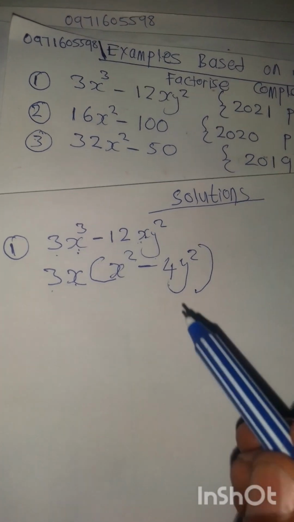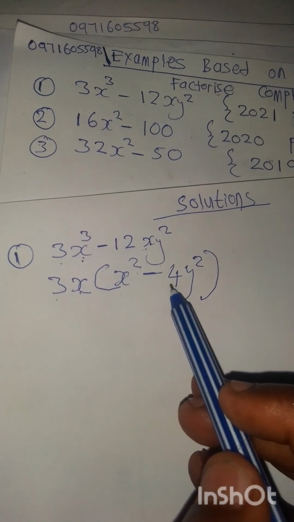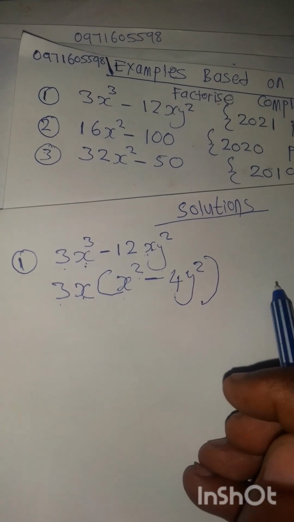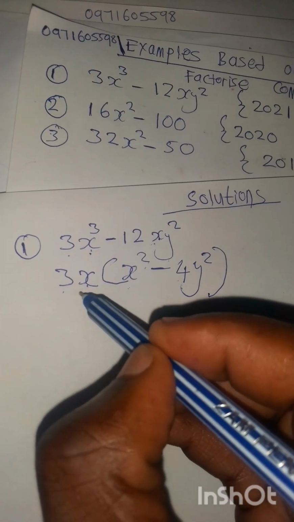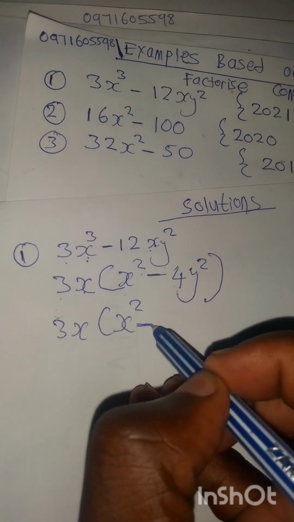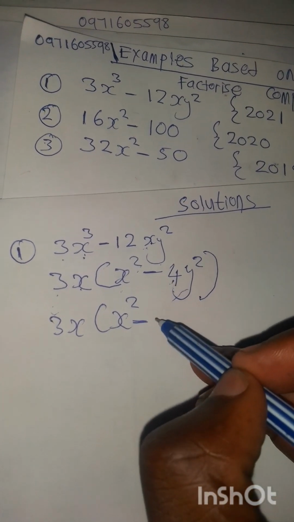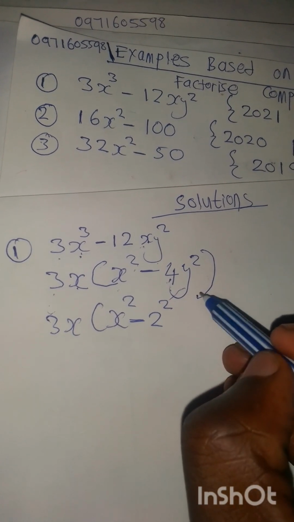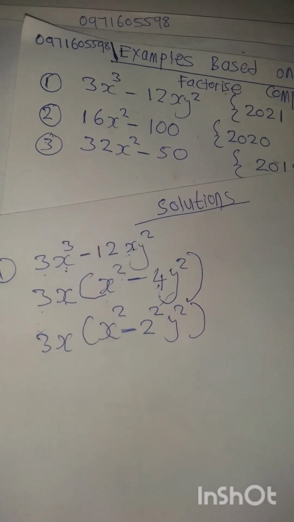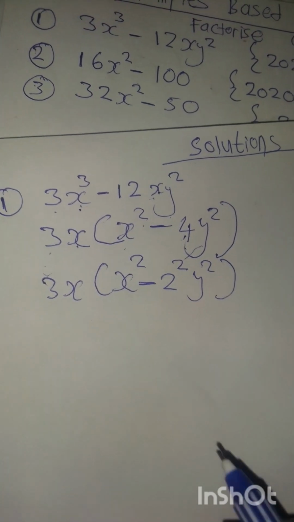Now, if we look in the bracket, this x is in the form of a power 2. Also, this 4 should be in the form of a power, since y is already in the form of a power. So we are going to say we have 3x, open the bracket, x power 2 minus, then we write this 4 in the form of a power, that is 2 power 2, since 2 times 2 is 4, then y power 2. We close the bracket. Then we are going to solve using difference of 2 squares.